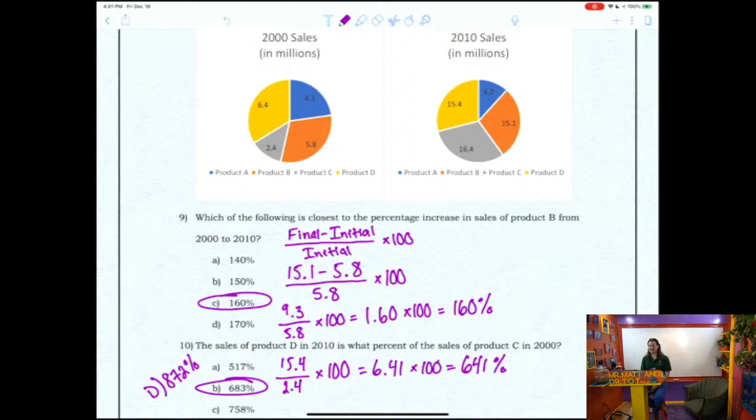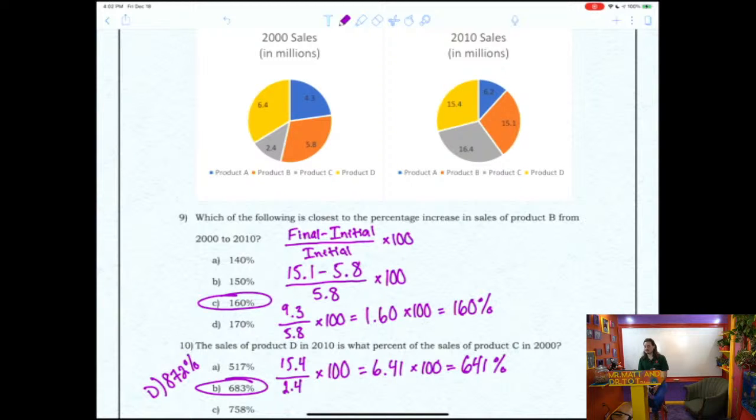15.1 minus 5.8 is 9.3. 9.3 divided by 5.8 is going to give us 1.6. 1.6 is a decimal. Written as a percentage, we'd multiply by 100 to give us 160%. So product B increased its sales 160% from 2000 to 2010. But notice what that means. That means more than what it already had, right? So it's 160% past its already 5.8 million. So answer selection C, 160%.